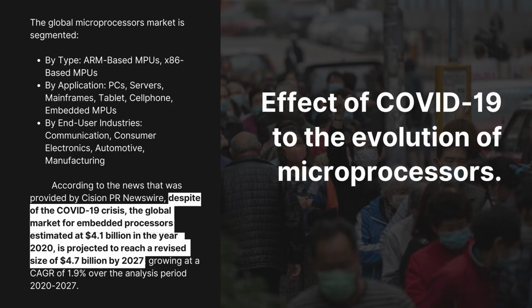Effect of COVID-19 on the evolution of microprocessors. As you can see, there are a lot of sentences and bullets in this slide, but the important part, according to the news provided by PR Newswire, is that despite the COVID-19 crisis, the global market for embedded microprocessors is estimated at $4.1 billion in the year 2020. It is projected to reach a revised size of $4.7 billion by 2027, growing at a CAGR of 1.9% over the analysis period 2020 to 2027.